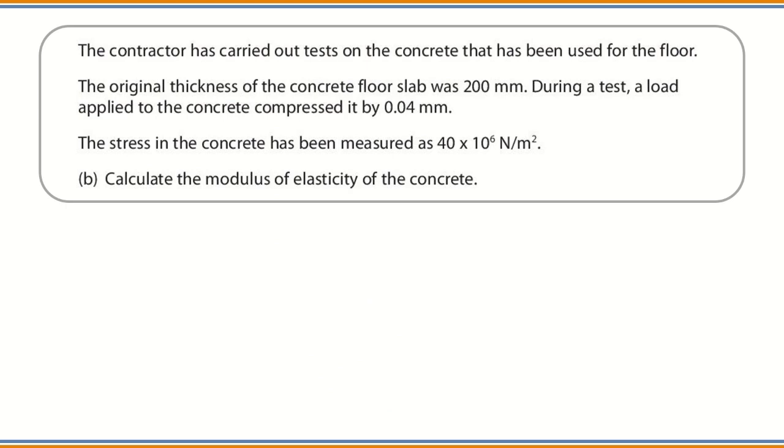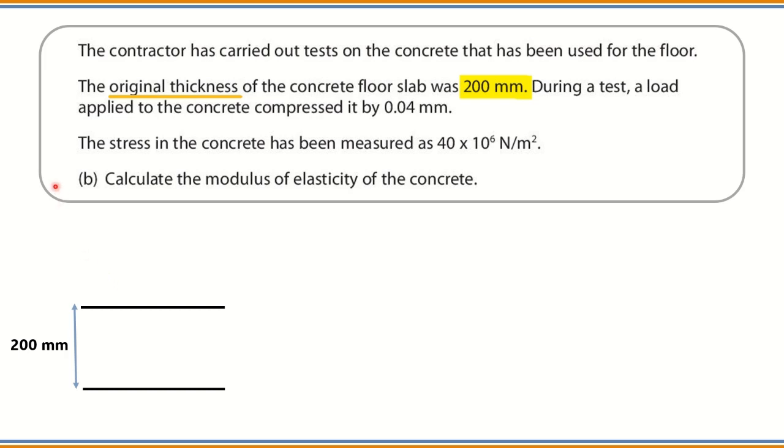Now we can start with the problem. The contractor has carried out tests on the concrete that has been used for the floor. This is part of the scenario. The original thickness of the concrete floor slab was 200 millimeters. We are going to draw this because using a drawing always makes it easier for us to understand the problem.